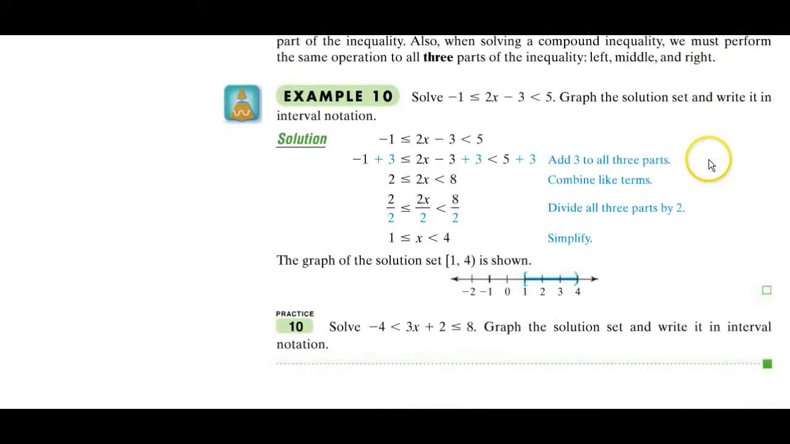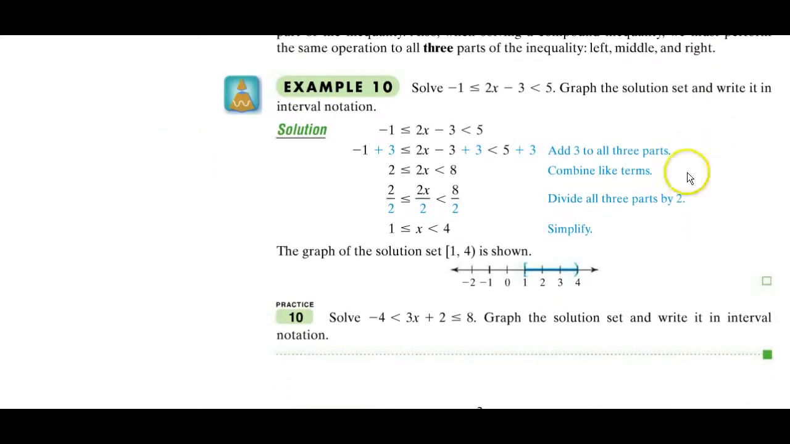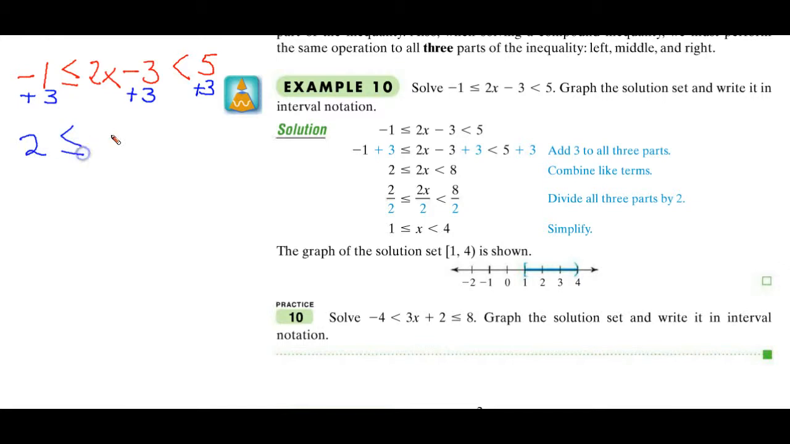And now let's solve one here. So we'll write it out. Negative 1 is less than or equal to 2x minus 3 is less than 5. Now again, the technique here is to isolate the x in the middle. So I'm going to add 3, but you have to add it to all three parts here. So this then becomes 2 is less than or equal to 2x is less than 8. So these cancel out. Now we're just going to divide everything by 2 to get the x by itself.